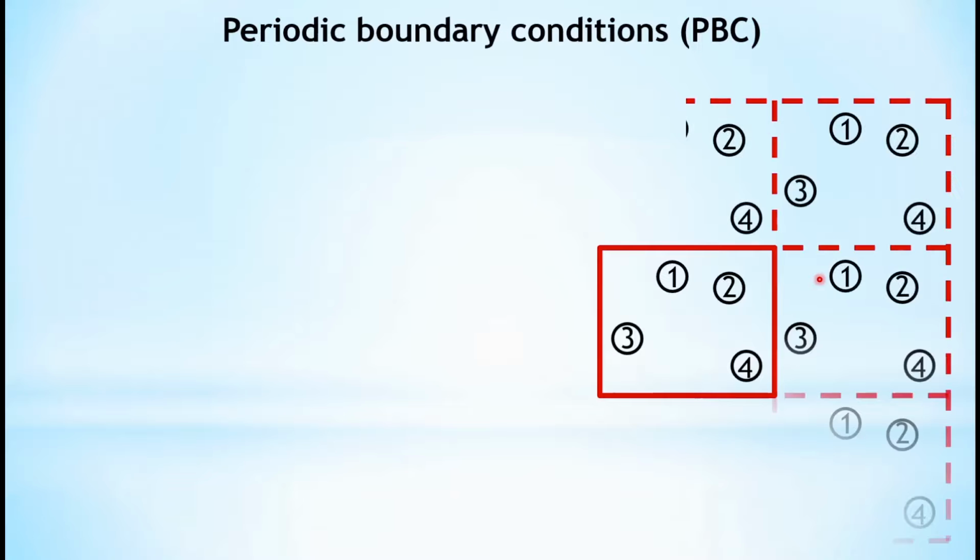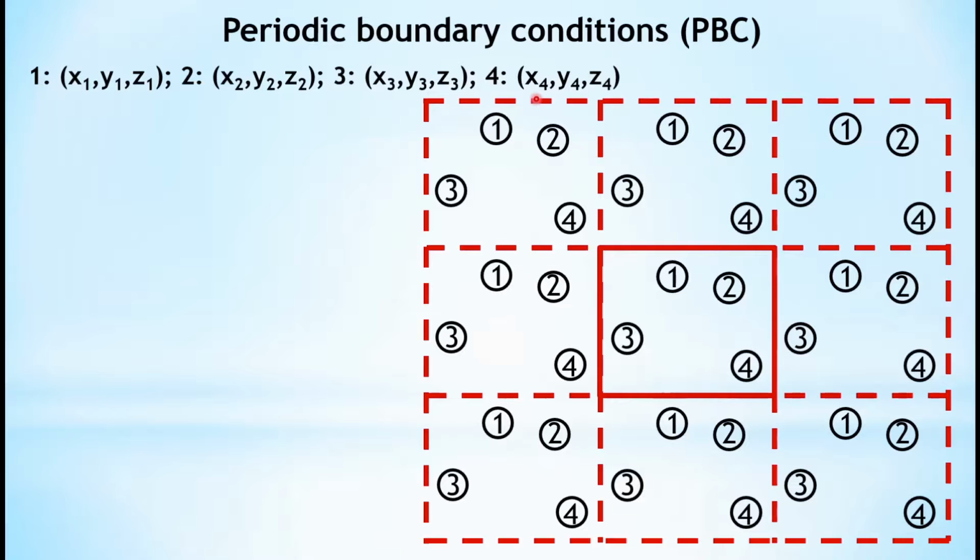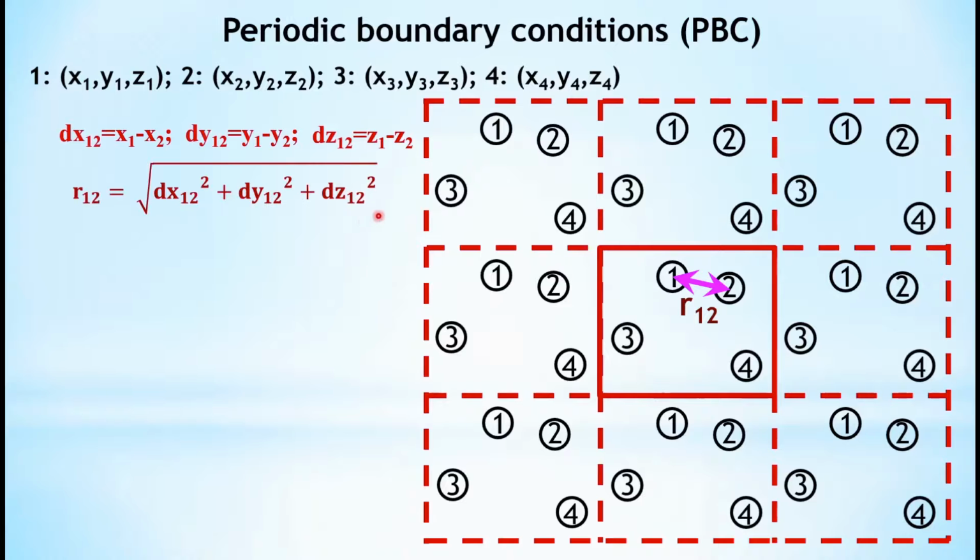Now we have to define what kind of boundaries we are going to take. Either we can take reflecting boundaries, which is quite impractical, so we are going to take periodic boundary conditions. It means that the simulation box will have a replica of it on all its sides with a similar number of particles. Now suppose these are the coordinates of 4 particles in the main simulation box. Say R12 is the distance between them, and this distance R12 we can easily evaluate using this expression.